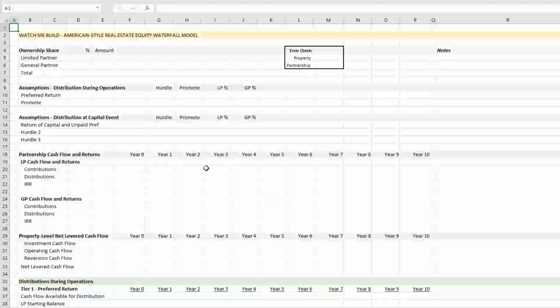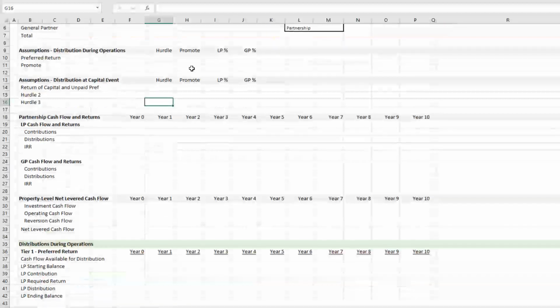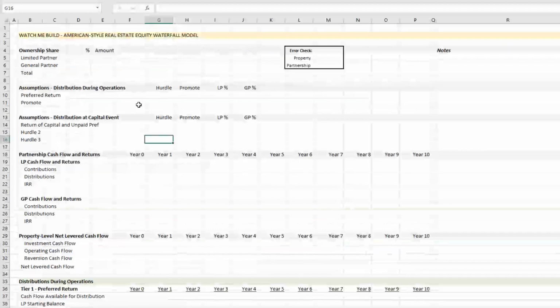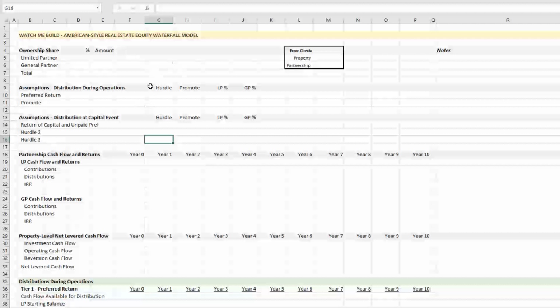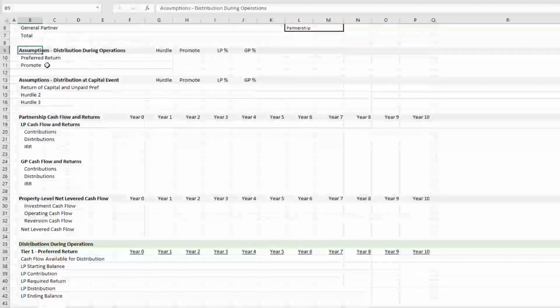What I have up here, as I mentioned, is a pre-built template. Just to save time, I went in and created my sections of the waterfall. I added labels, and many of the cells I pre-formatted just to speed this process along. Now I'm going to walk you through the sections so you can understand how the American waterfall is set up. First I have ownership share assumptions. This is really getting down to what percentage is contributed by the LP versus what percentage is contributed by the GP. I then have assumptions around distributions.